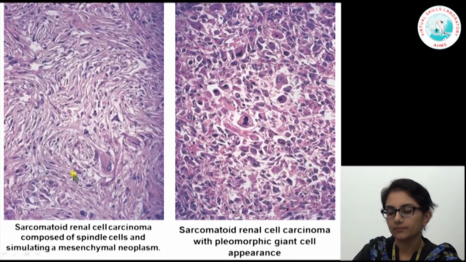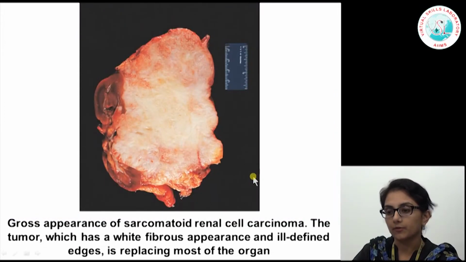I discussed sarcomatoid change as an important prognostic factor, and we must always give a percentage if there is sarcomatoid transformation in the tumor. And this is what it looks like. Really, it looks like a sarcoma. And you may find the only evidence of epithelial differentiation would be on immunohistochemistry with some epithelial markers. On the right, you have a sarcomatoid RCC with a pleomorphic giant cell appearance, so it can look really, really pleomorphic. There are some indicators even on gross. When a tumor has sarcomatoid areas, those areas may have a very white, fibrous appearance.